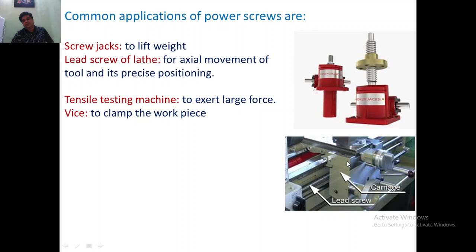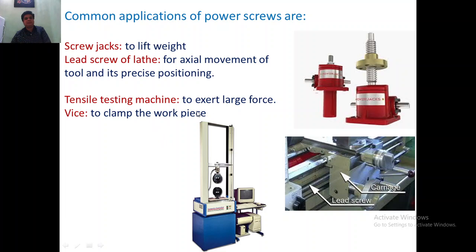So this is actually a lead screw, or what is called the power screw or the screw rod, and on this the carriage acts as a nut. So the nut is a carriage here. Whenever the screw rotates, the nut will be moving linearly. And we have the tensile testing machine.